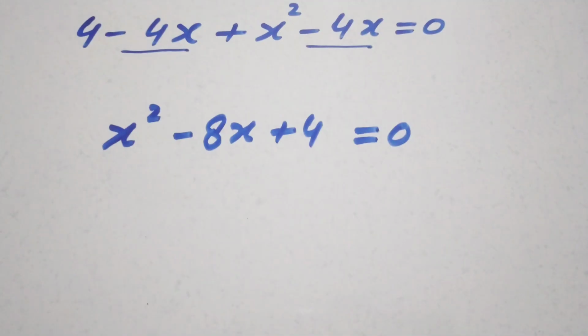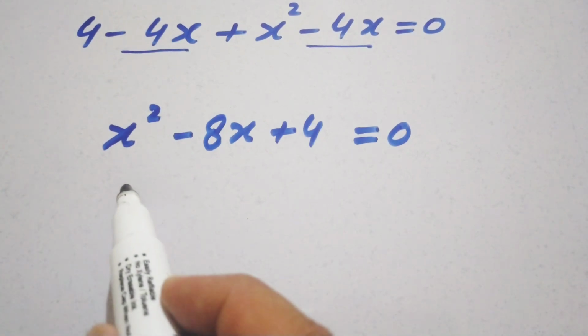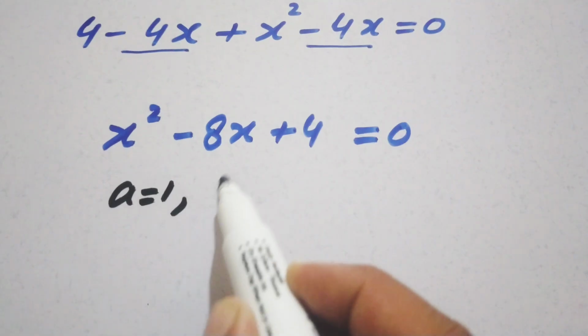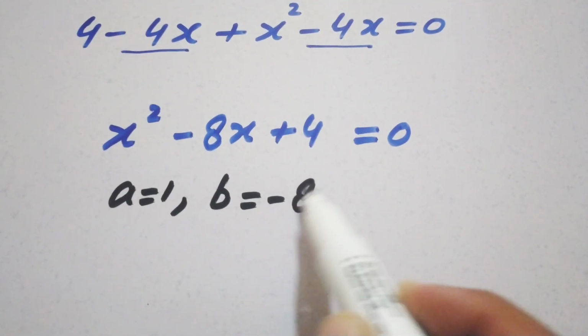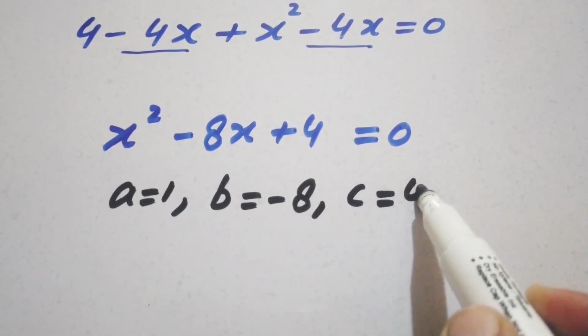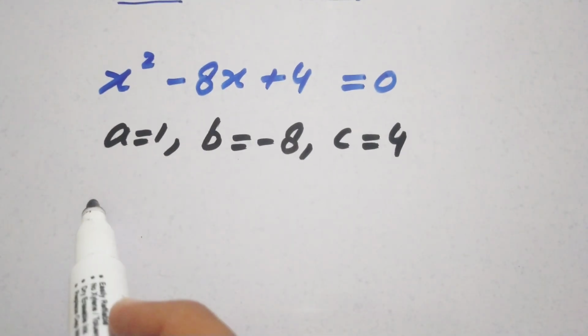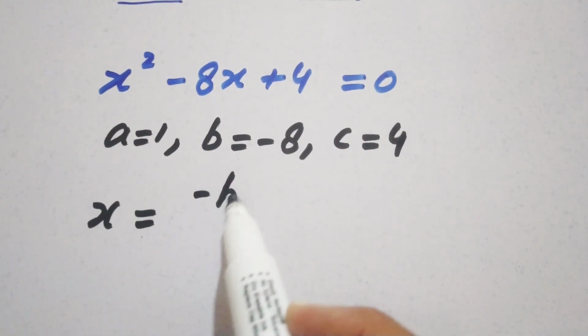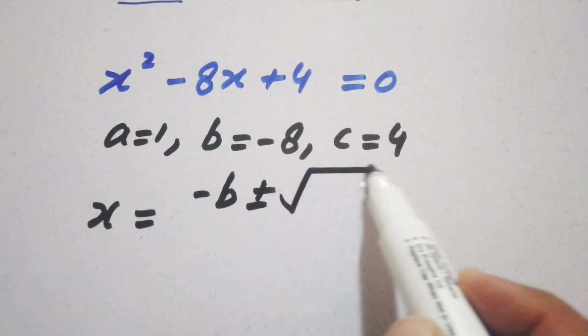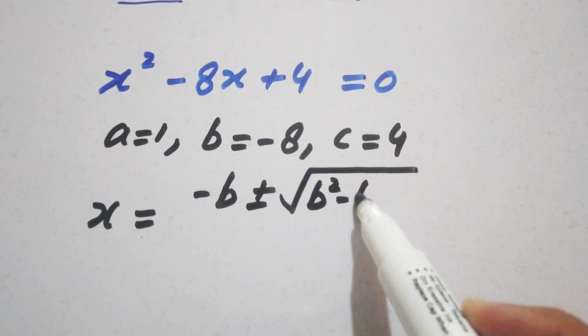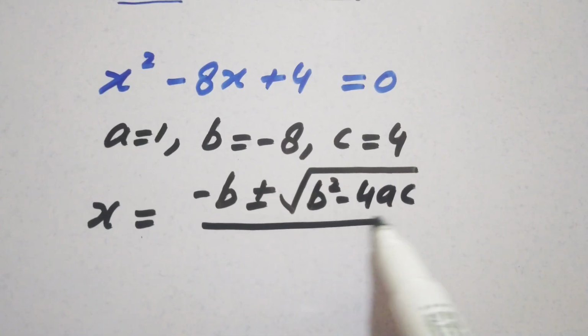Now this is a quadratic equation. So we can find out the value of x by completing square or by factorization or by quadratic formula. Here we will use the quadratic formula. The value of a is 1, b is minus 8, and the value of c is 4. And the quadratic formula is minus b plus minus square root of b squared minus 4ac divided by 2a.